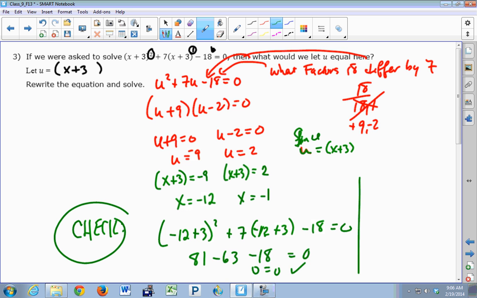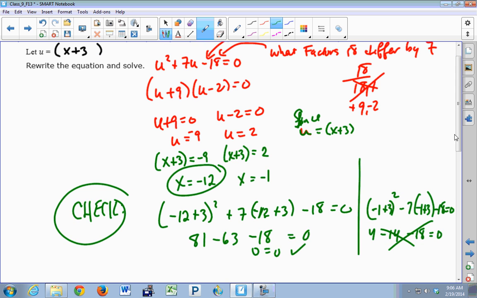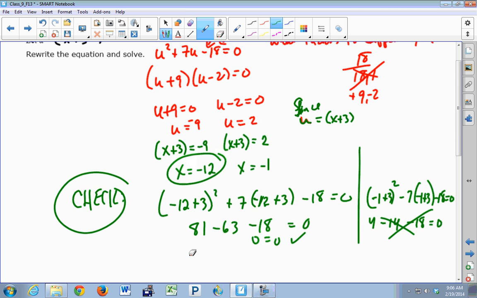Then I do the other one. Negative 1 plus 3 squared minus 7 times negative 1 plus 3 minus 18 equals 0. Negative 1 plus 3 is 2. 2 squared is 4. Negative 4 minus 14 minus 18 equals 0. Does that work? Nope. So the only solution here is negative 12. All right, so there's just one solution. So you always got to check your work when you're done.